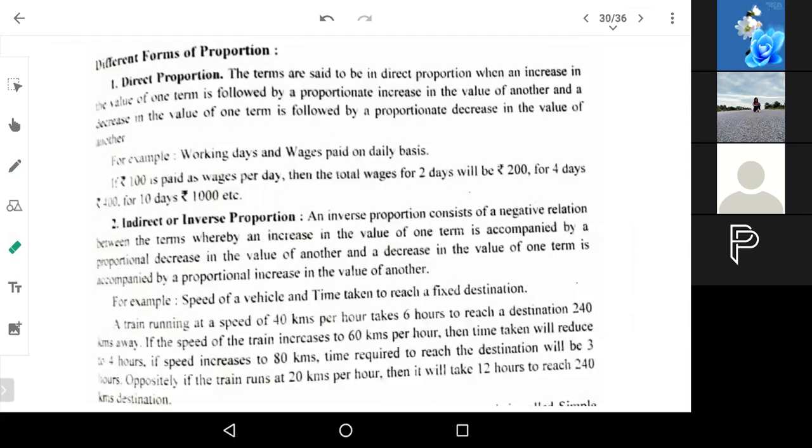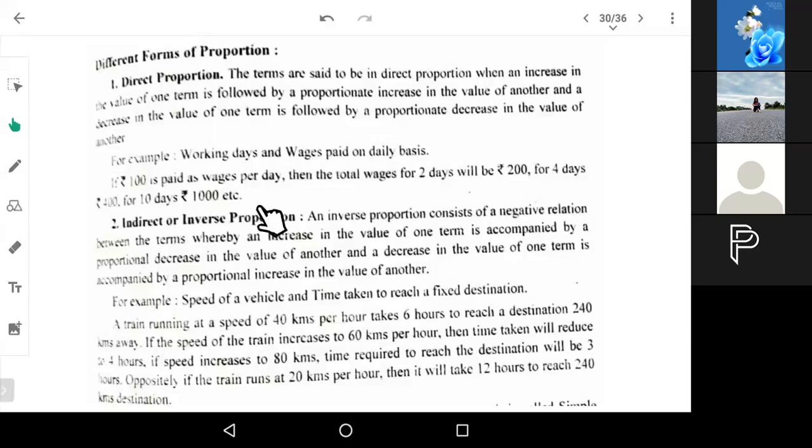Now moving further, there are different forms of proportion. We'll have to learn different forms of proportion also. Now the first proportion is direct proportion. In direct proportion, whatever terms are stated will be directly represented in a proportionate format, where if one value increases, the other value also will increase, and if one decreases, the other value also will decrease.